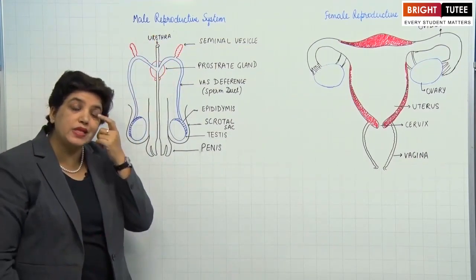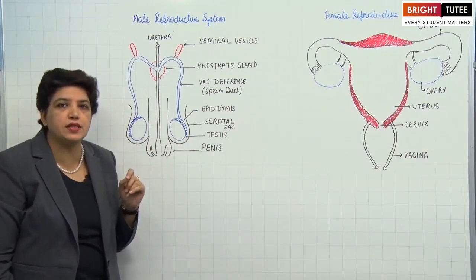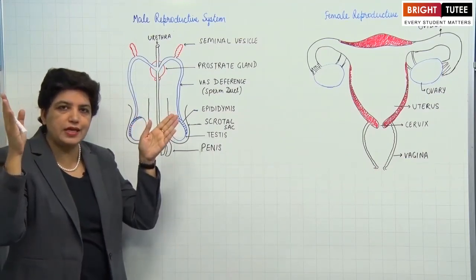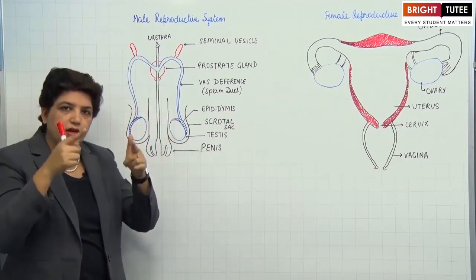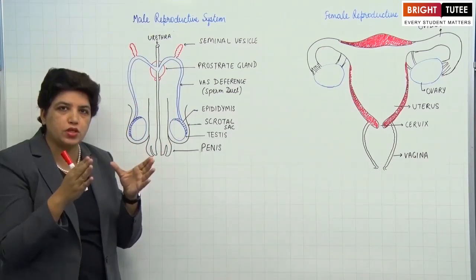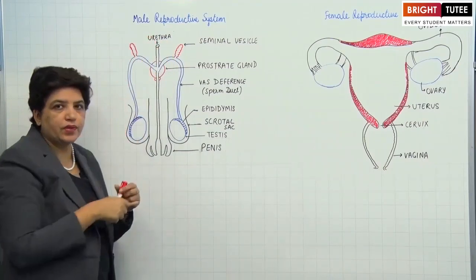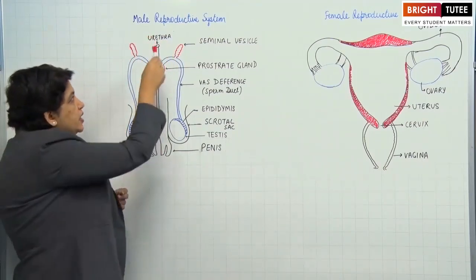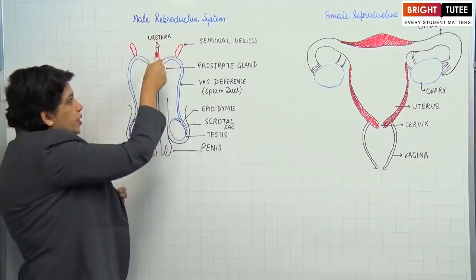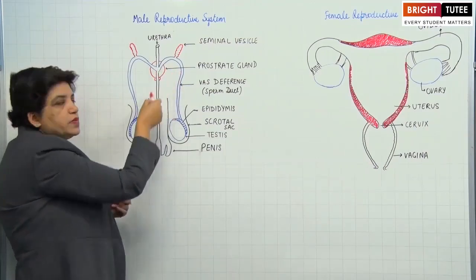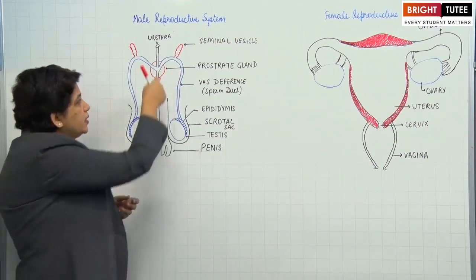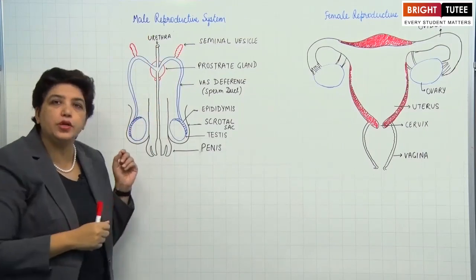If you remember, we studied under the excretory system that there is a pair of kidneys which make urine, then there is the urinary bladder which stores the urine, and the opening of the urinary bladder is the urethra. So in males, there is a common passage for the urine and for the sperms to exit out of the body. There is a common passage called urethra.